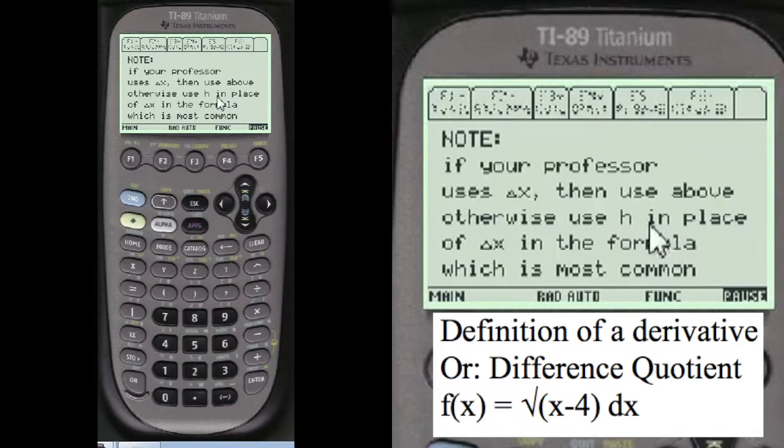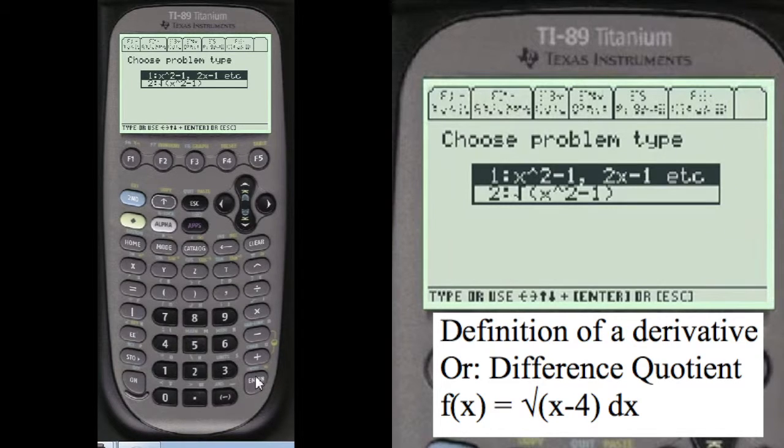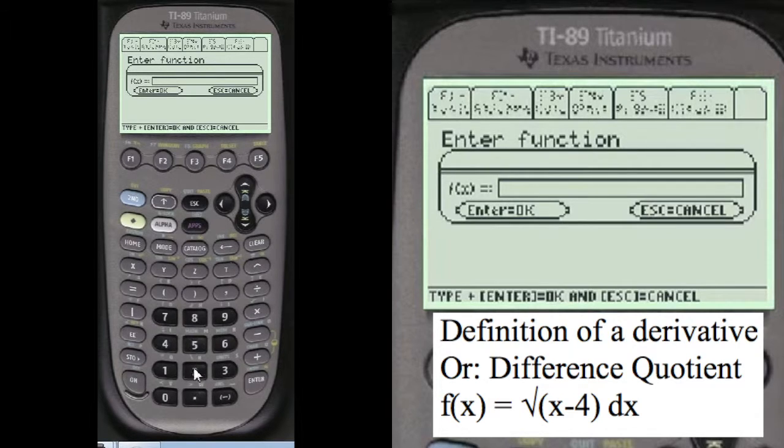I gave you a little bit of help in case your professor does some tricks, change of x instead of h. All kinds of tricks, and this is one of the most nonsensical things I've ever seen in calculus. It's all nonsense, but I'm going to choose number 2 here for a square root function.